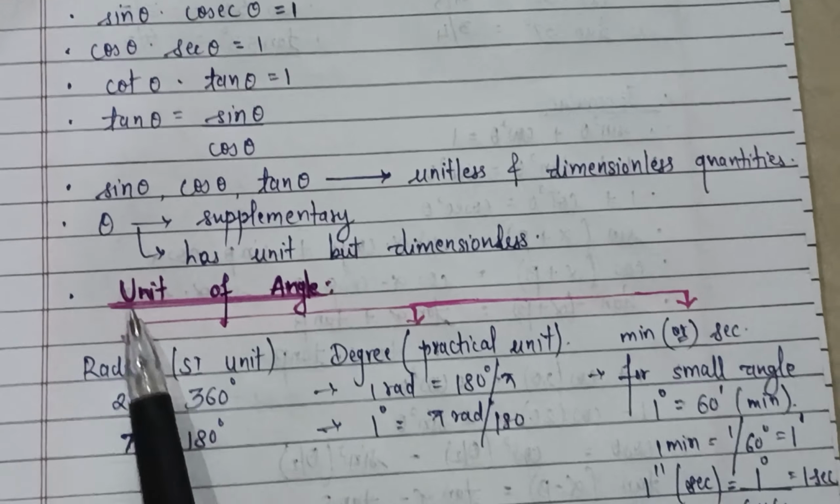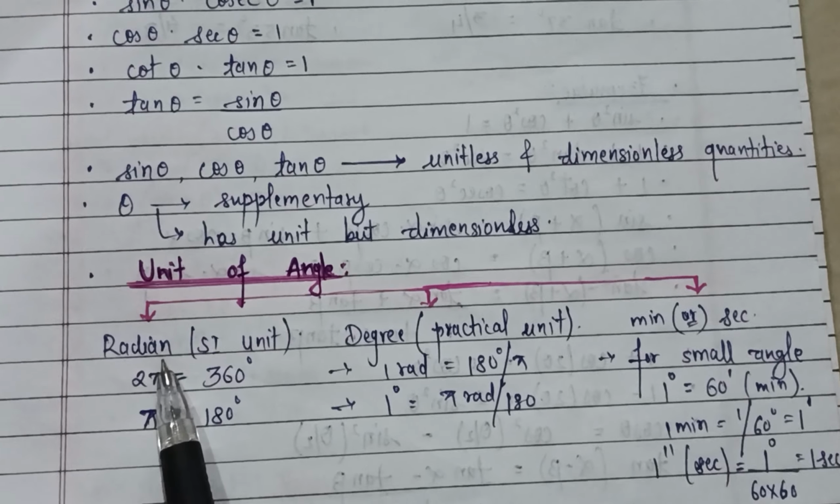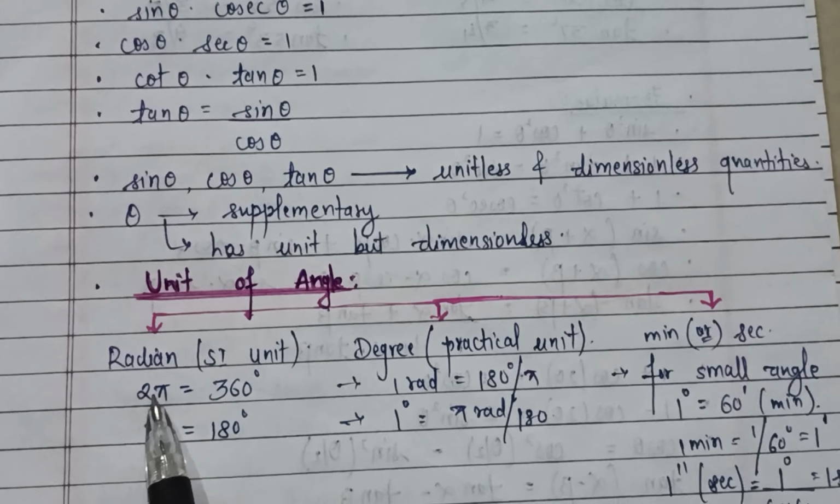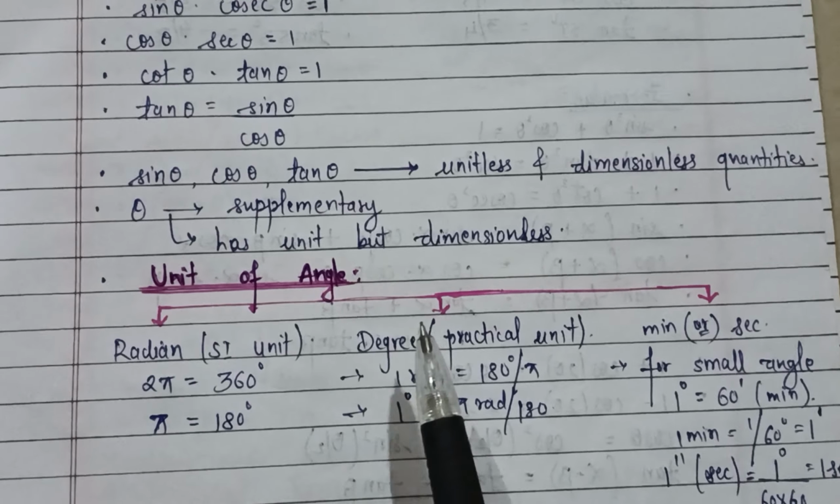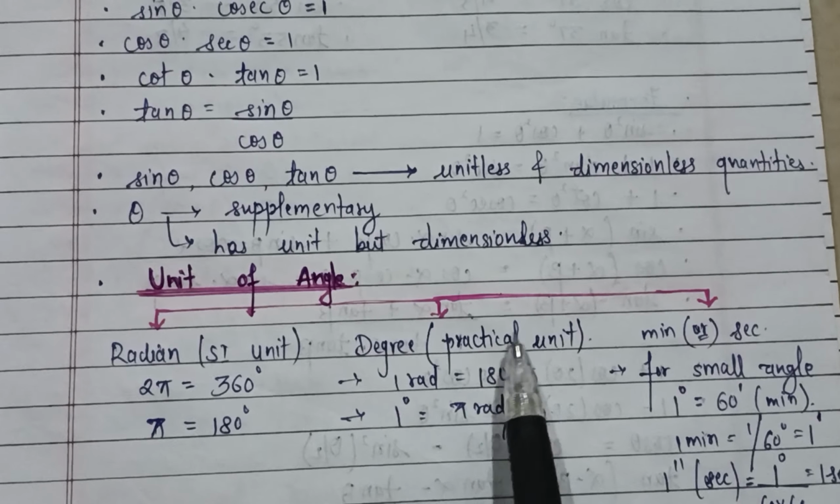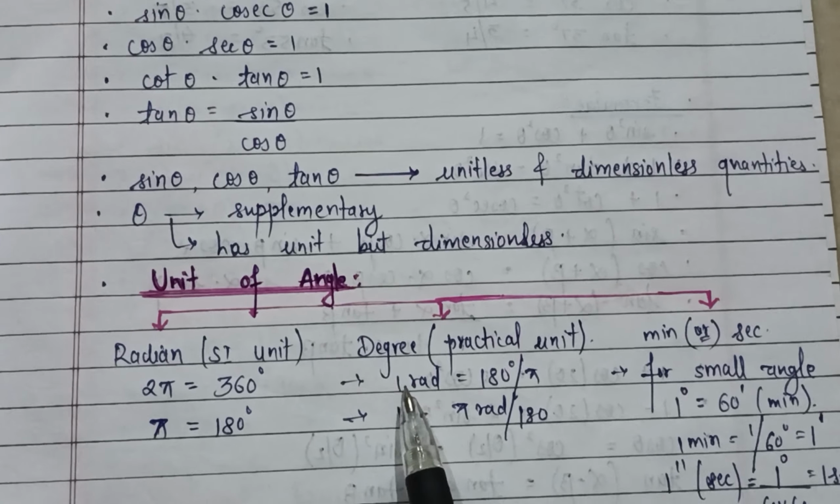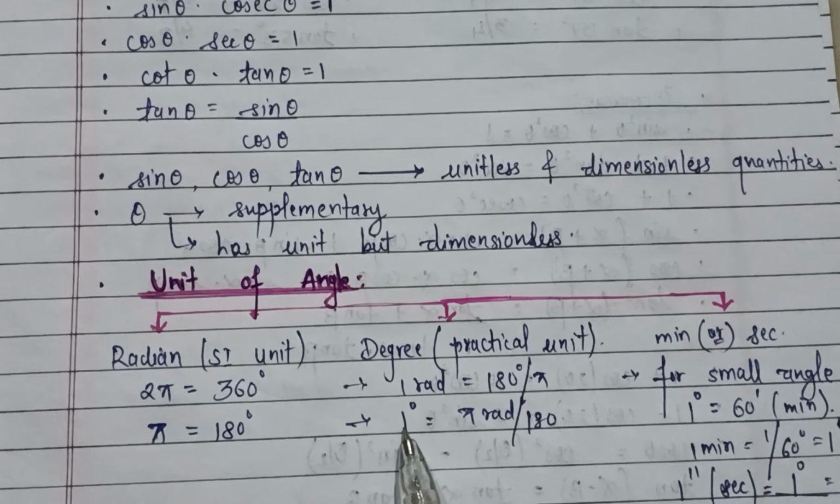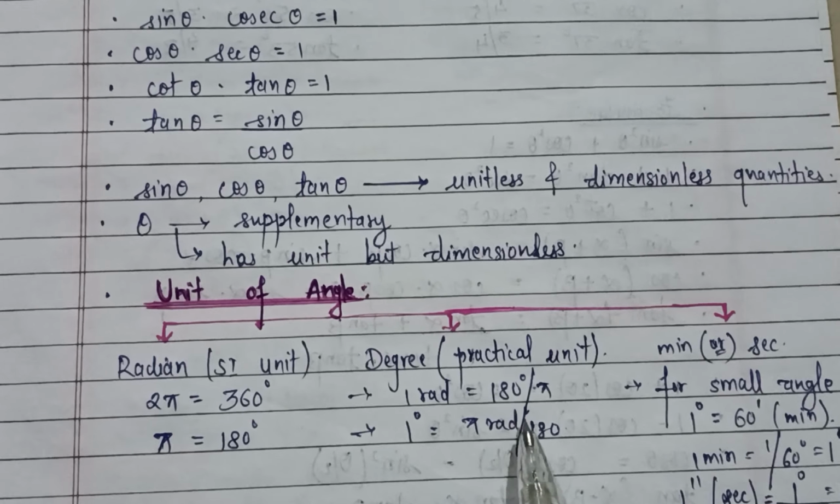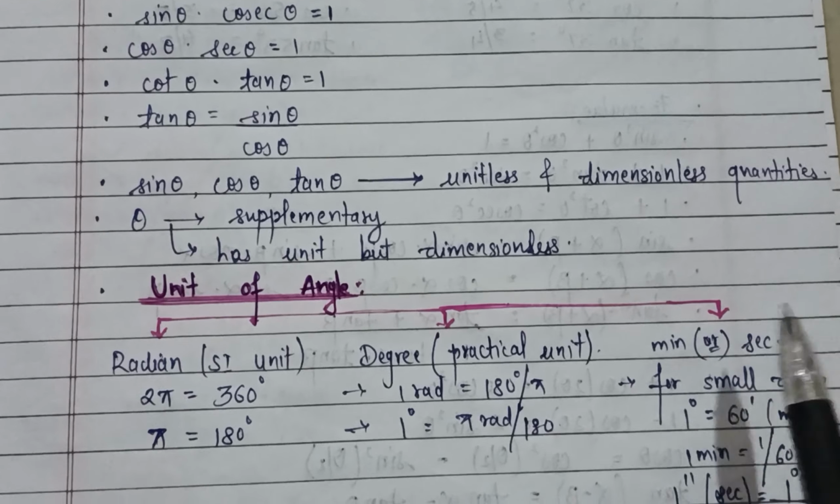Now let's learn about the unit of angle. The SI unit of angle is radian. 2 pi is equal to 360 degree and pi is equal to 180 degree. Degree is a practical unit of angle. 1 radian is equal to 180 degree upon pi, and 1 degree is equal to pi radian upon 180.